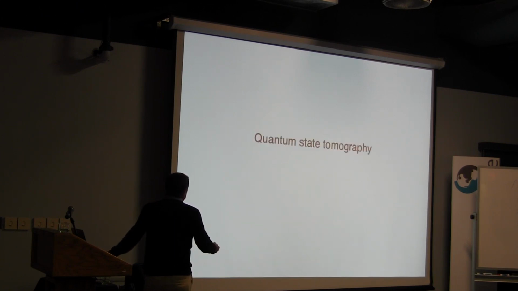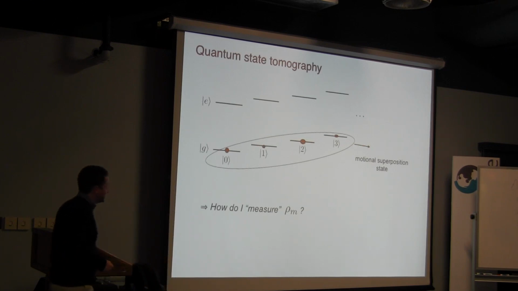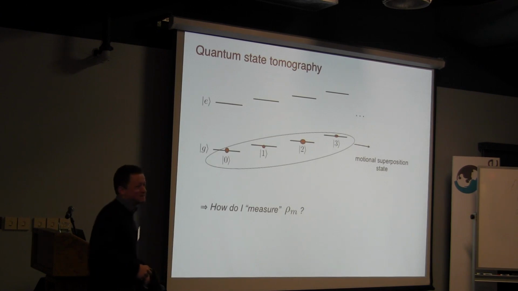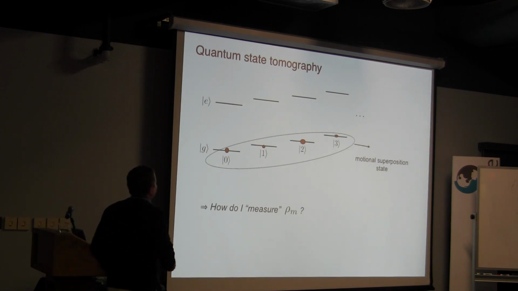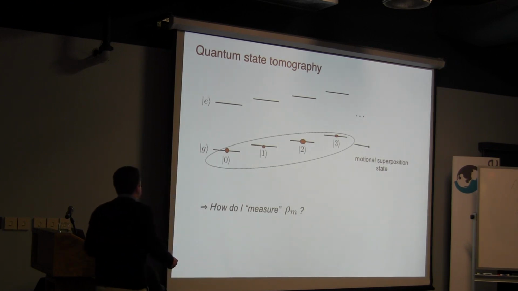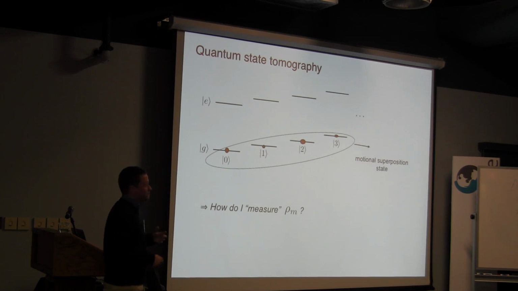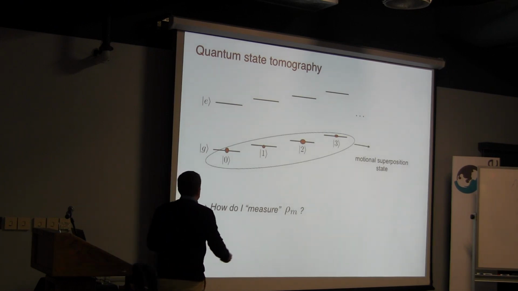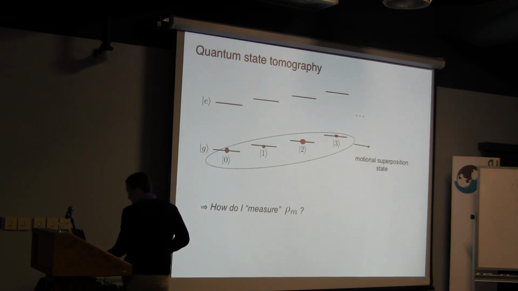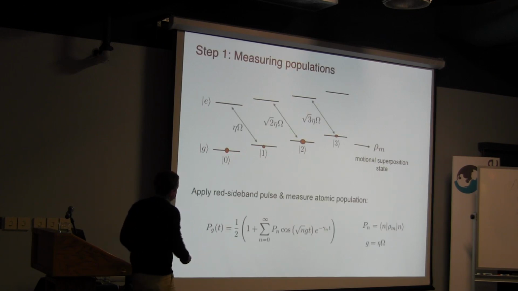Now suppose I have created my superposition state. The next thing, just publish this paper and claim it, then we might get Jeff Kimble as a referee. The next thing is, of course, now I want to prove it and I want to measure it. How do I measure this state and what does it actually mean to measure? With decoherence, I have to measure the density matrix. So let us assume I have this motion superposition state and, in the first step, try to measure the populations in this state.